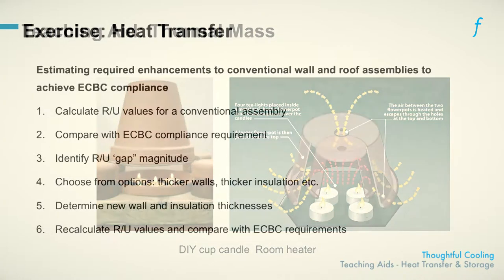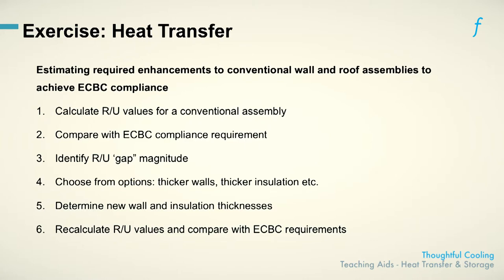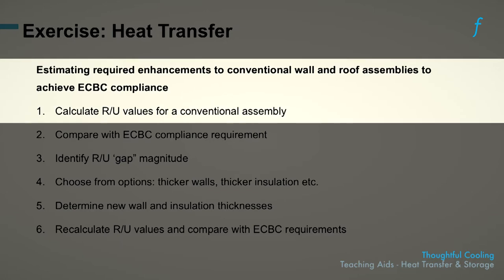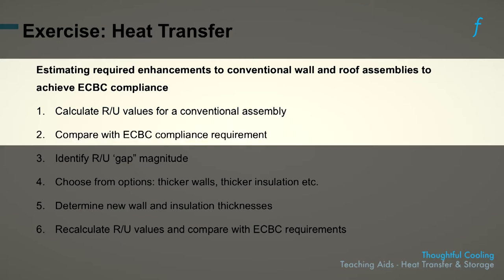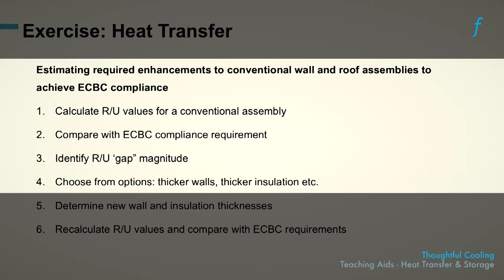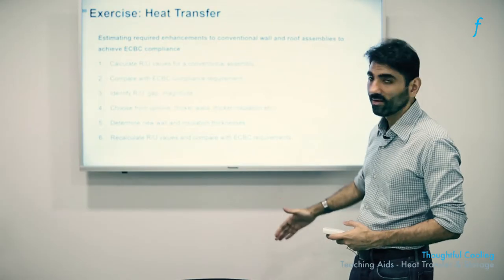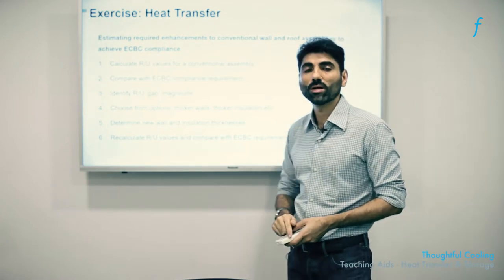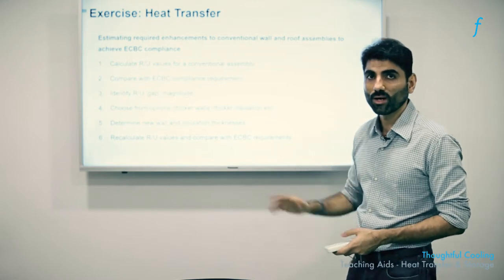Here are mathematical and physical exercises that can be done by students to calculate R and U values of different kinds of wall assemblies, and comparing them with the energy conservation building code, looking at what are the different options for thick walls versus thin walls, so on and so forth. These are all available in the presentation. The resources, the links to the energy conservation building code, etc., are all available in the presentation that is available on our platform.